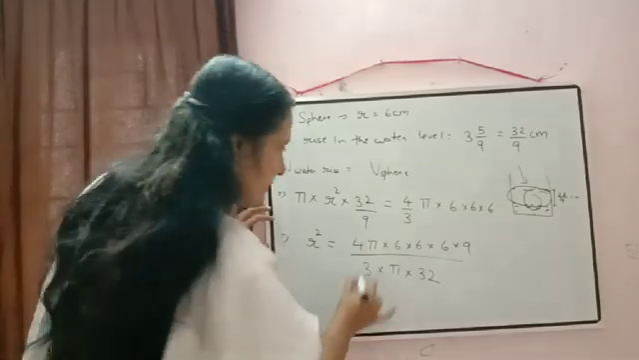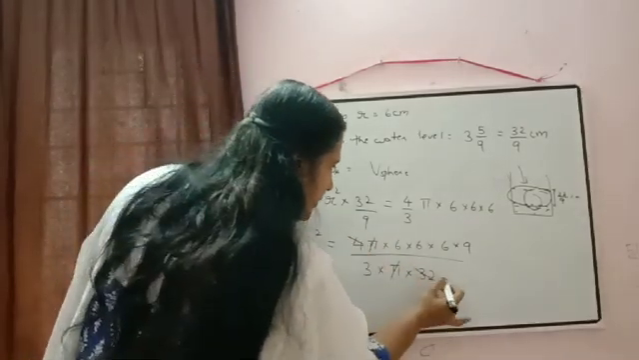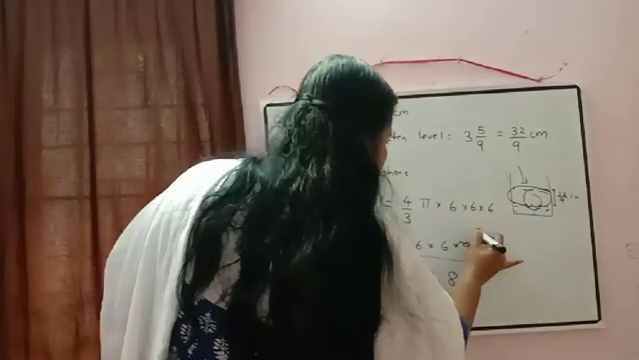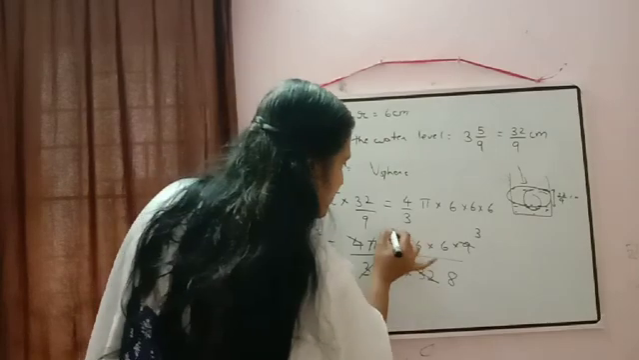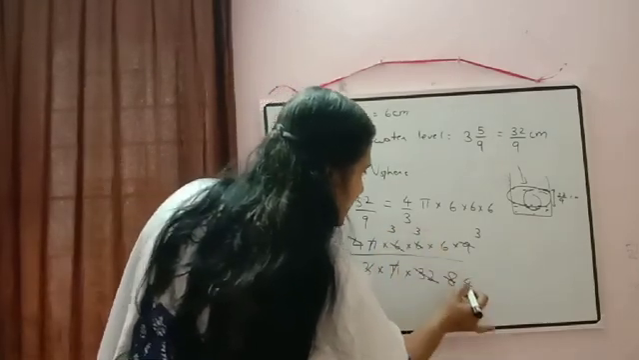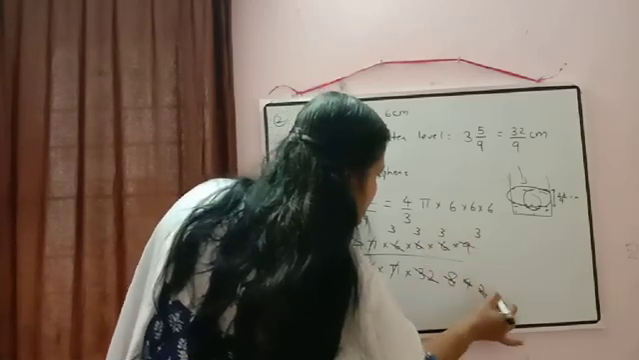Now we will cancel the terms. Pi and pi will get cancelled. 4 ones are 4, 4 eights are 32, 3 ones are 3, 3 threes are 9. Here what will come? 2 threes are 6, 2 fours are 8. 2 threes are 6, 2 twos are 4. Then again 2 threes are 6, 2 ones are 2.